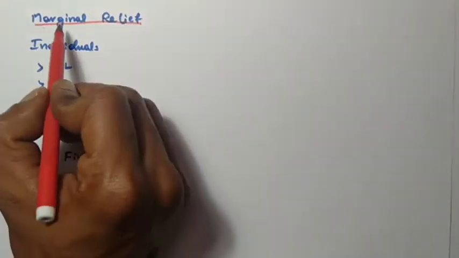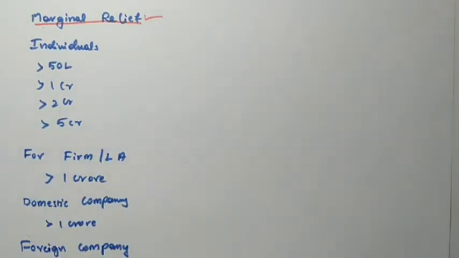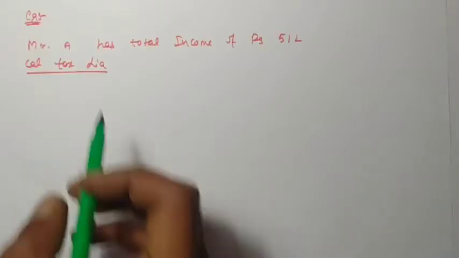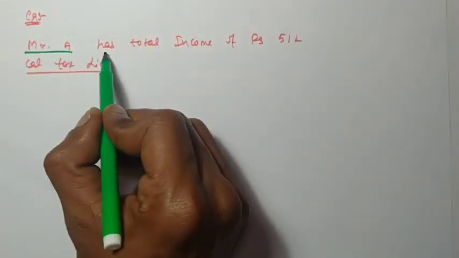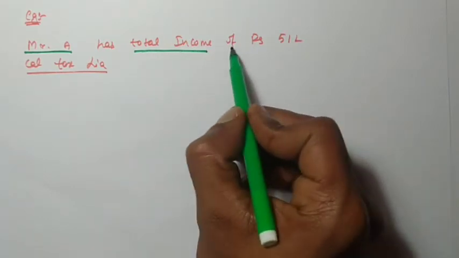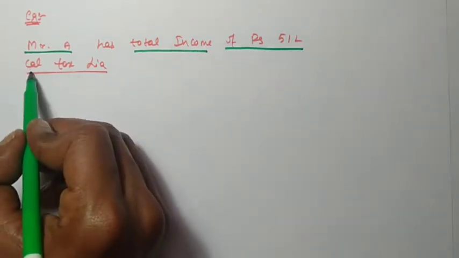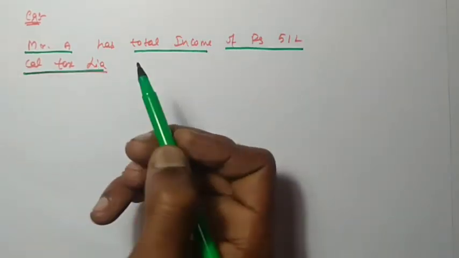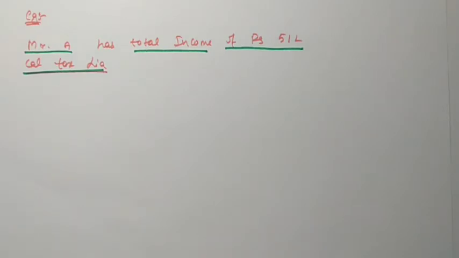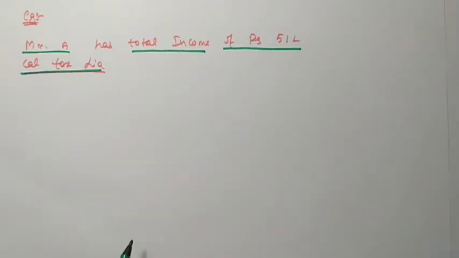So next we have marginal relief. To understand marginal relief, we should take an example. Mr. A has total income of rupees 51 lakh. Calculate tax liability. Let us do solution.